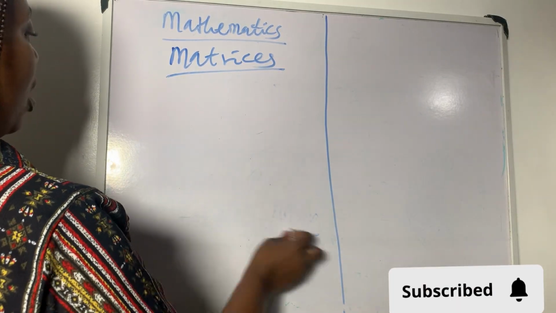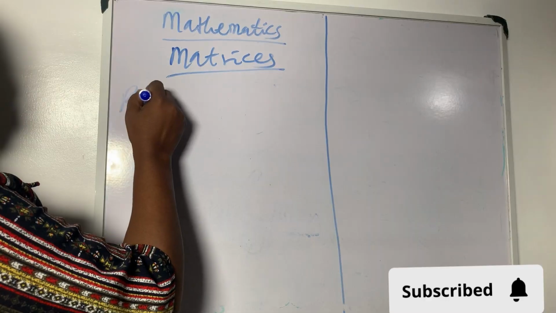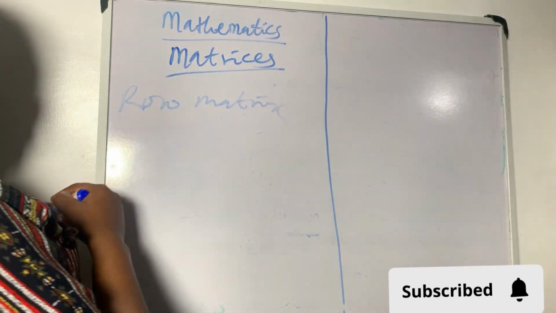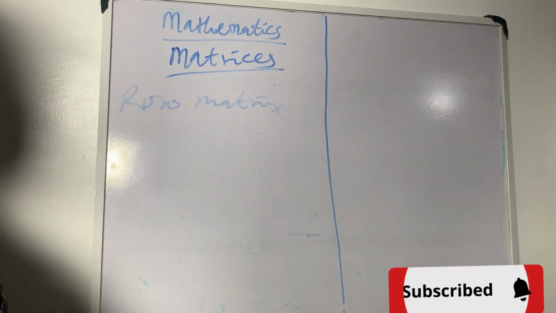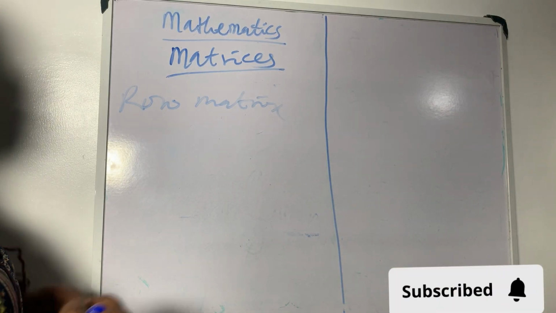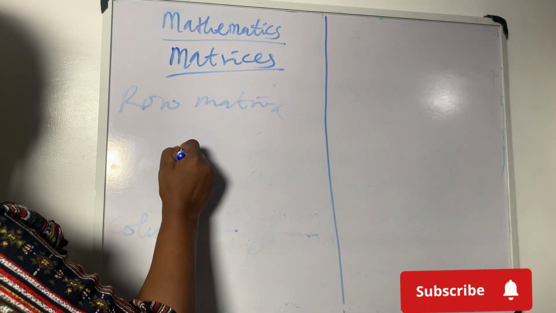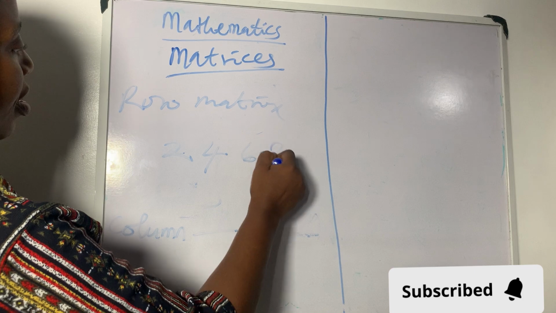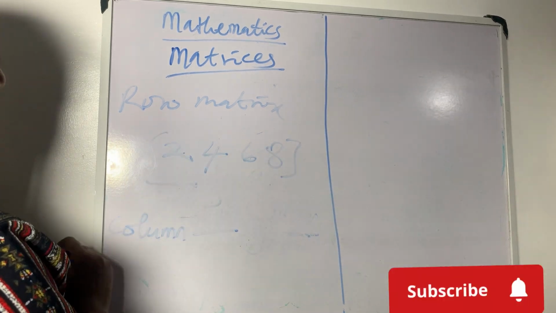We have the row matrix. A matrix is said to be a row matrix, or is called a row matrix, when it contains only one row. For a row matrix, 2, 4, 6, 8, this is a row matrix.